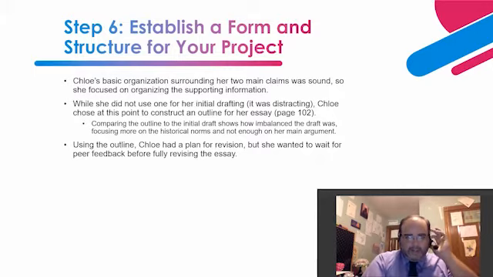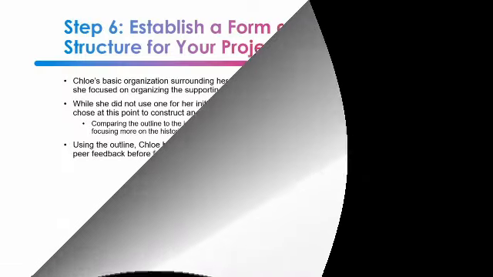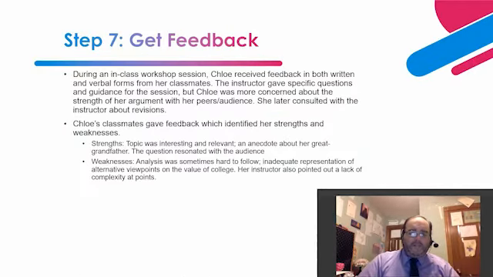So using the outline, now Chloe has a plan for revision. But she wants to wait for peer feedback before fully revising the essay. Now we're getting into the social stuff. So now she's getting feedback. During the in-class workshop session, Chloe received feedback in both written and verbal forms from her classmates. The instructor gave specific questions and guidance for the session, but Chloe was more concerned about the strength of her argument with her peers and audience. She later consulted with the instructor about revisions.